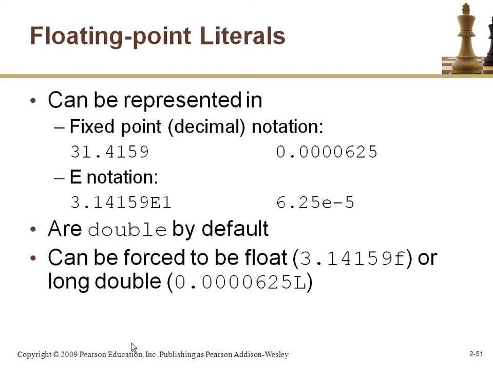Here is another number, 6.25E-5, which is the same thing as 0.0000625. These are double by default because they are using scientific notation, and they can be forced to be float if you put an F at the end of it, or a long double if you put a capital L. Again, it would be the size in bytes that you have and the range that you can play with for that number.